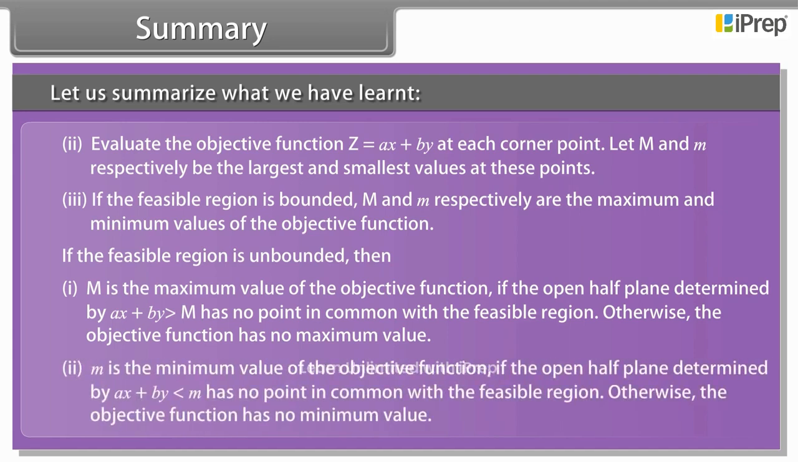2. m is the minimum value of the objective function if the open half plane determined by ax plus by smaller than m has no point in common with the feasible region. Otherwise, the objective function has no minimum value.